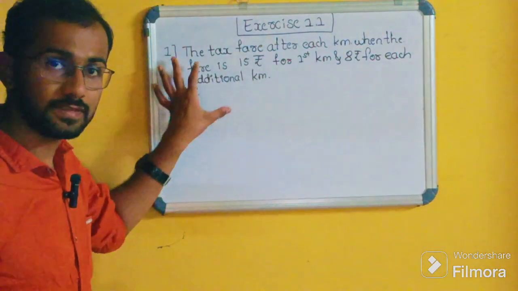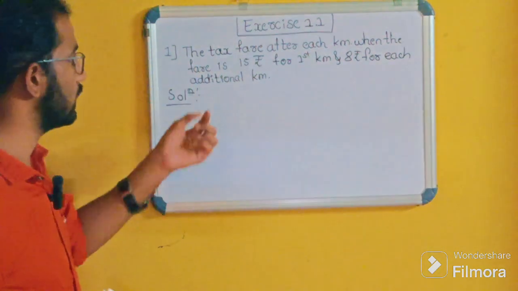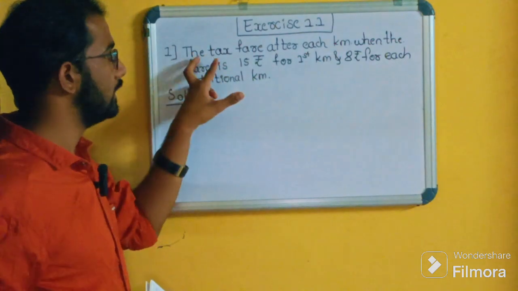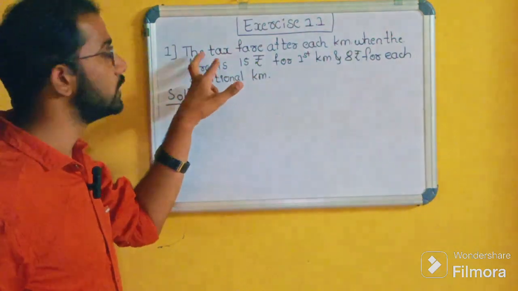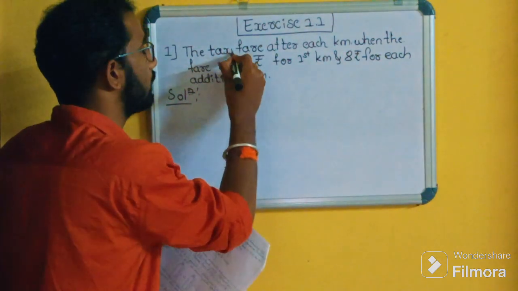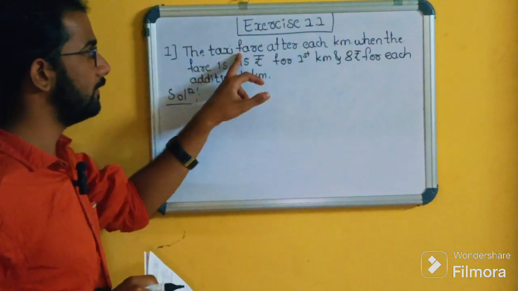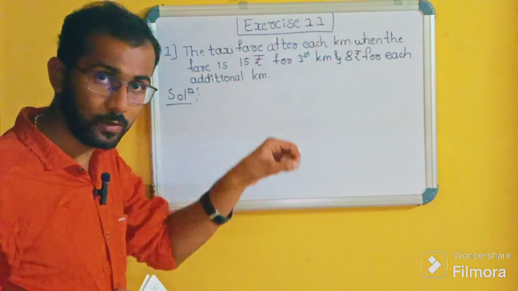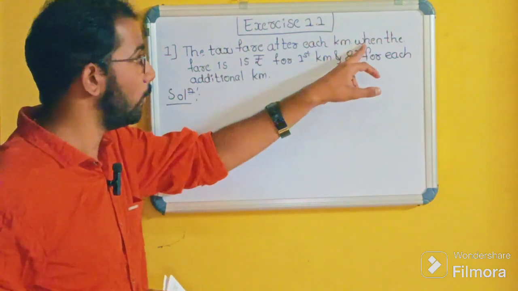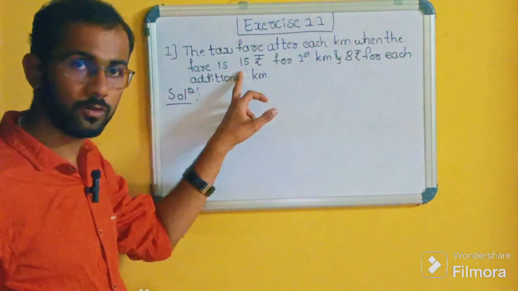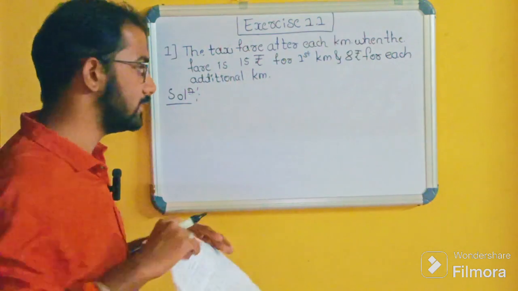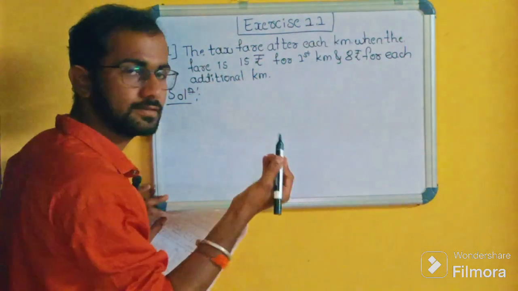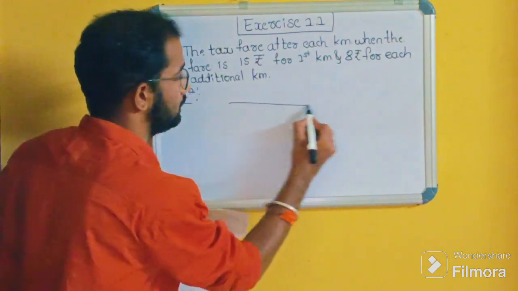Before attempting, first we need to understand the question. So see here, there is one taxi. The taxi fare after each kilometer: after 1 kilometer, the fare is 15 rupees. So there is one taxi. So let's understand with a number line.